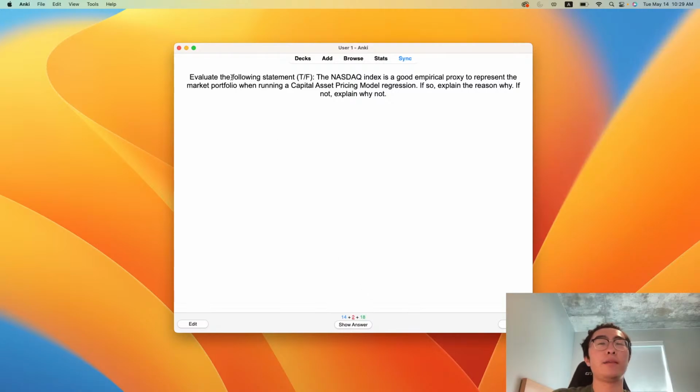Alright. Evaluate the following statement true or false. The NASDAQ index is a good empirical proxy to represent the market portfolio when running a capital asset pricing model regression. If so, explain why. If not, explain why not. So I think this is probably false, just because the NASDAQ index is not a good empirical proxy. NASDAQ is kind of overweight tech and biotech, maybe even communication stocks, and so it doesn't really represent the entire stock market, maybe compared to something like the S&P 500.